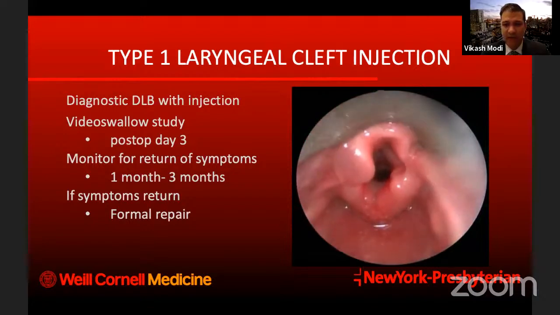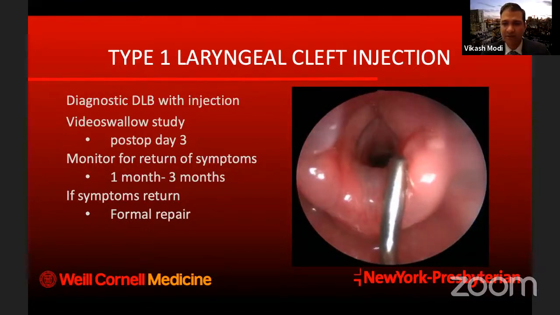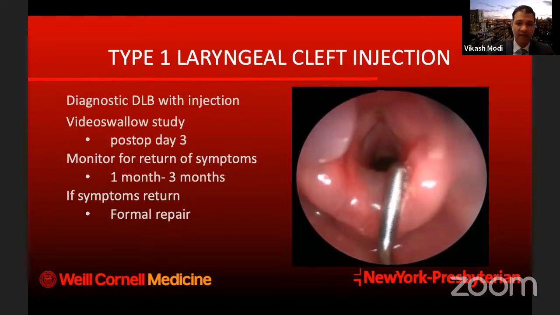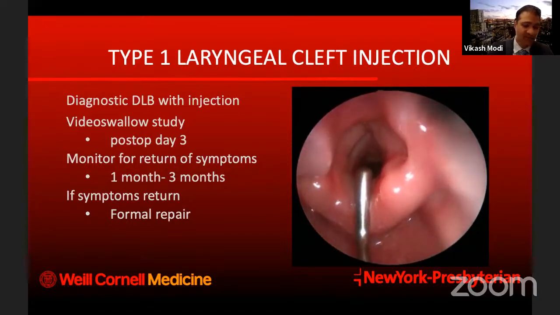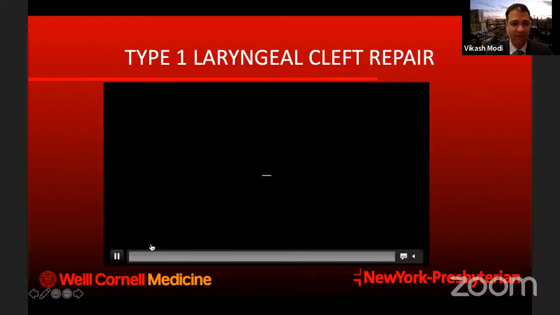It is now, after injection, that interarytenoid region is above the level of the vocal cords there. Now, if you inject this material and their symptoms return, then you can go on to do a formal repair. And here's how you do a formal repair.